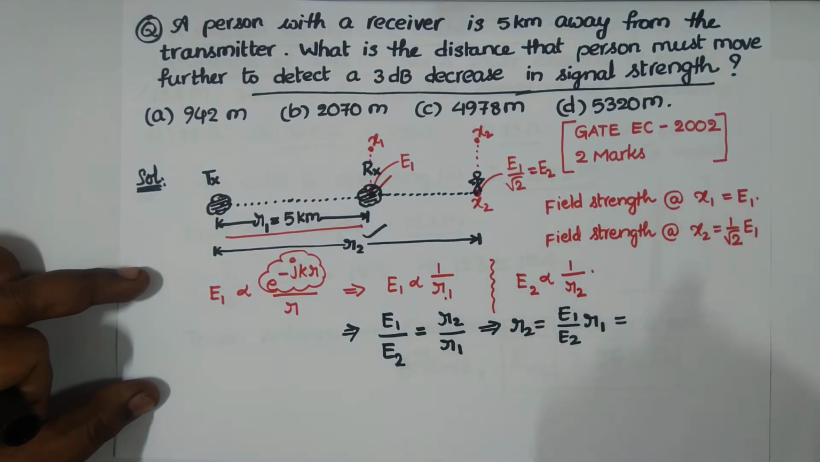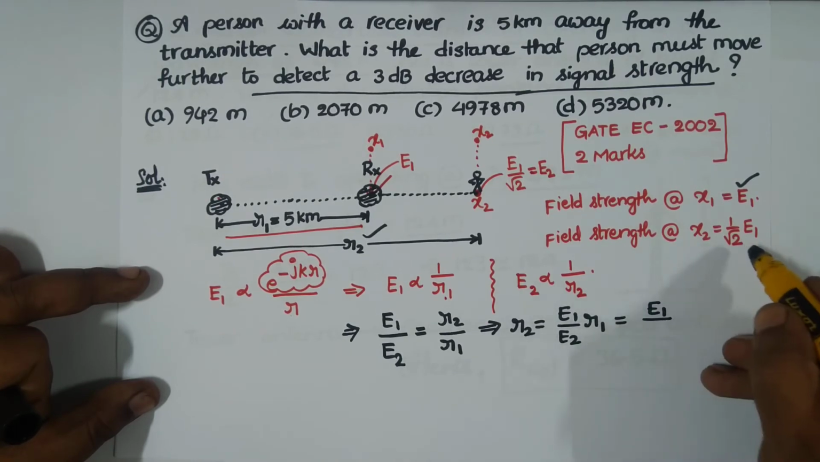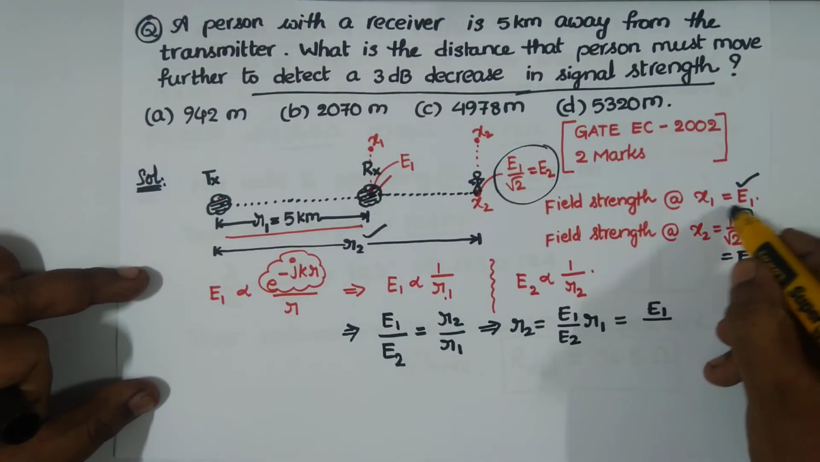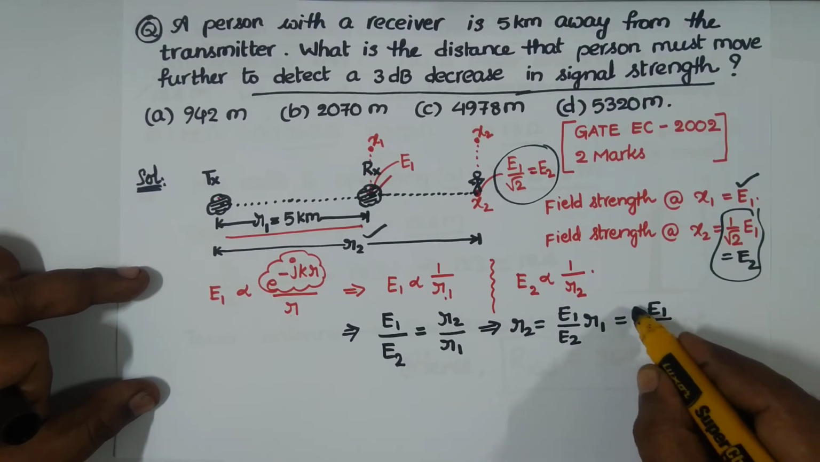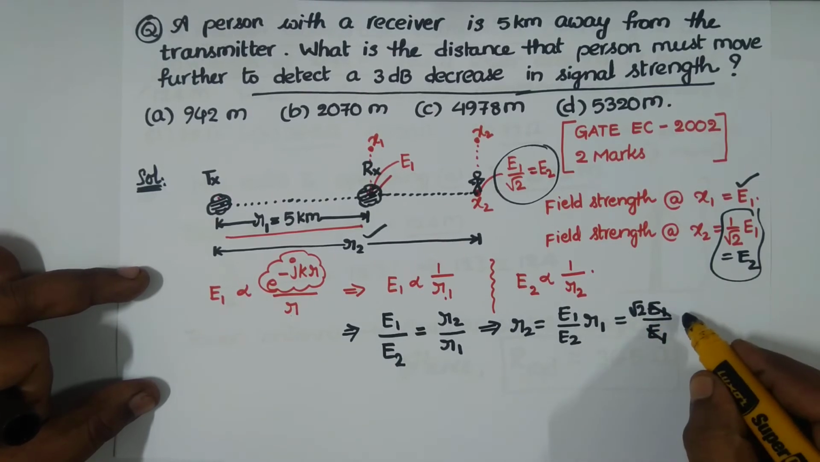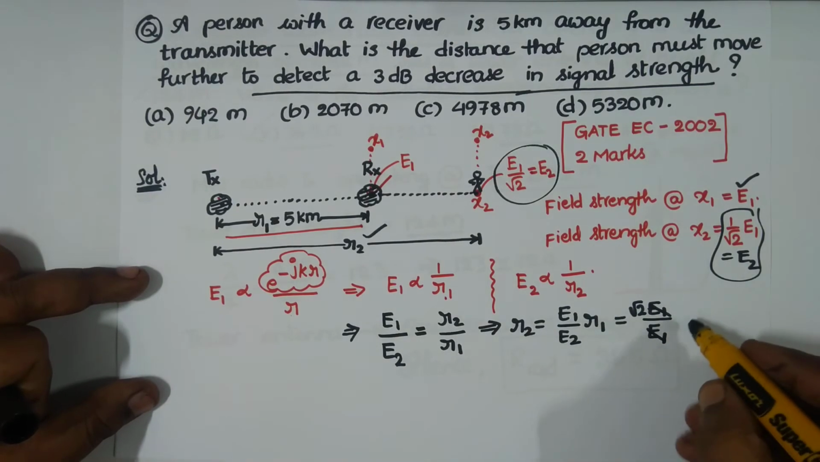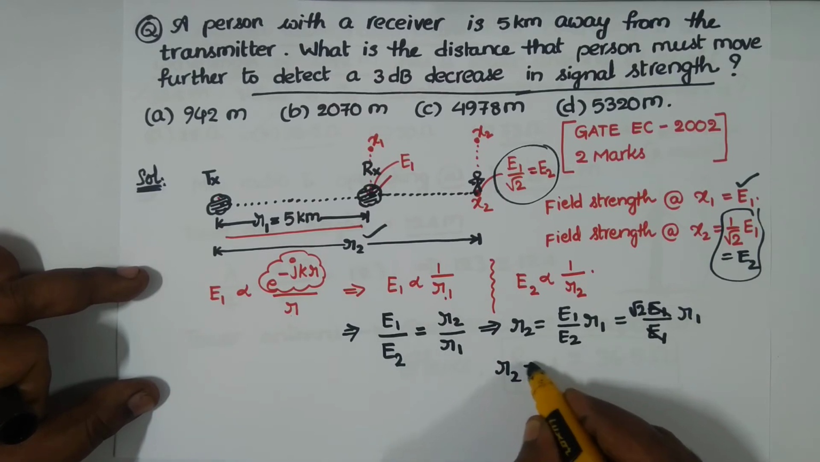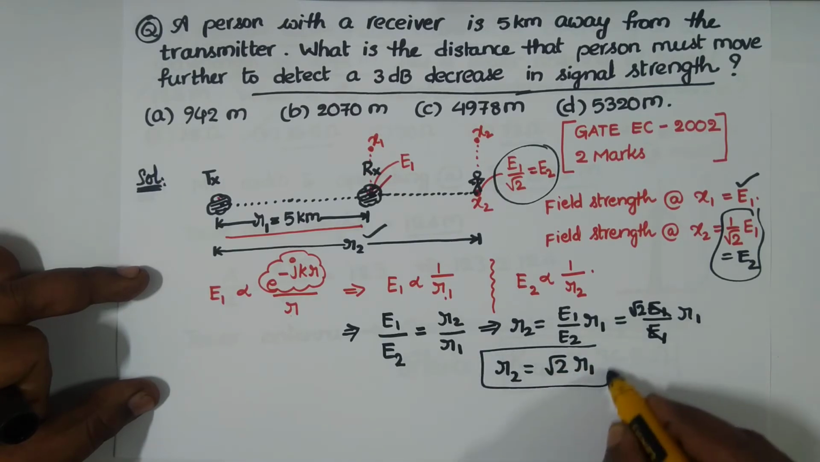Now this quantity is E1, and this quantity is E2. E2 is equal to 1 by root 2 times E1, so the E1s cancel and the root 2 goes up. So we have finally R2 is equal to square root of 2 multiplied by R1.